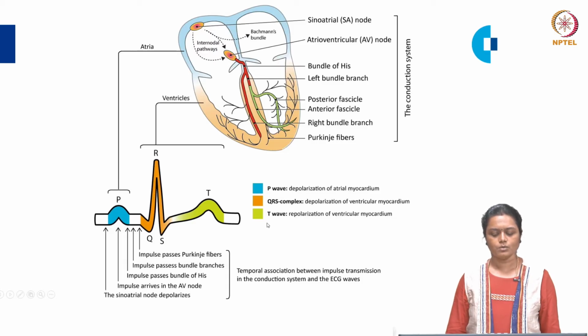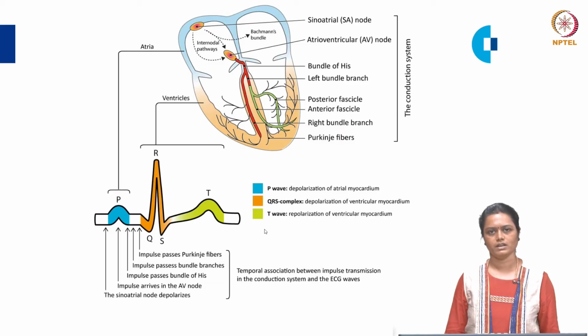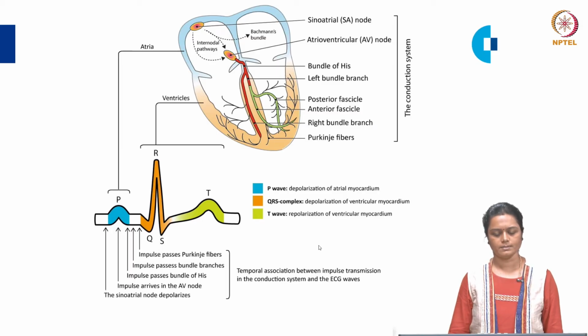Now one might get a question: what happens to atrial repolarization? You do not have any wave to represent atrial repolarization. Why? This is because atrial repolarization is happening in the right and left atria, but this electrical activity is of low amplitude and cannot be picked up by the surface electrodes, and hence you do not have any waveform to represent atrial repolarization.